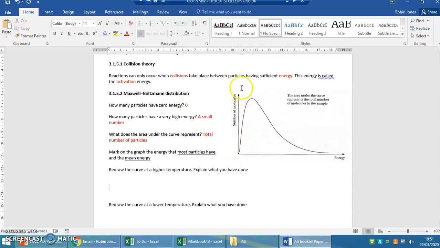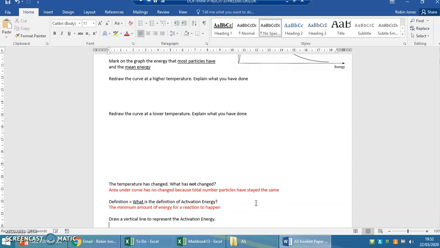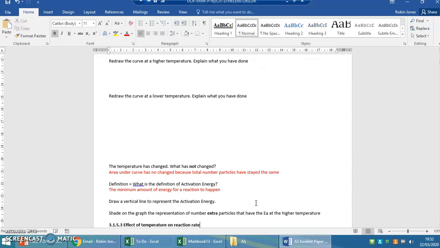The reason the peak is higher is because the area needs to stay the same, and if it's undercutting this here, that's why the peak goes higher, because the area underneath the curve must stay the same, because the total number of particles has stayed the same. The temperature has changed. What has not changed? The area underneath the curve has not changed because the total number of particles has stayed the same.